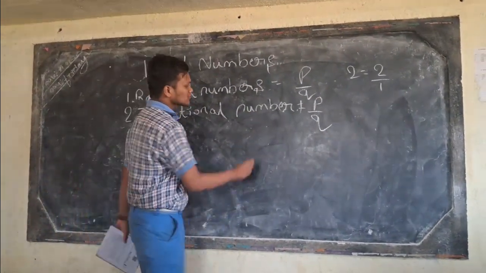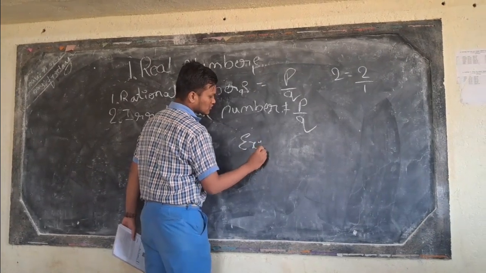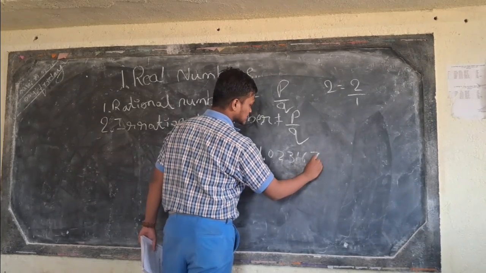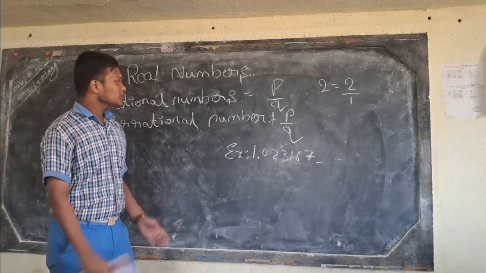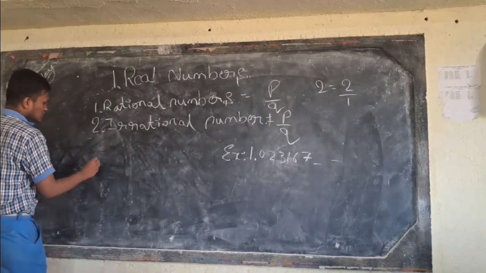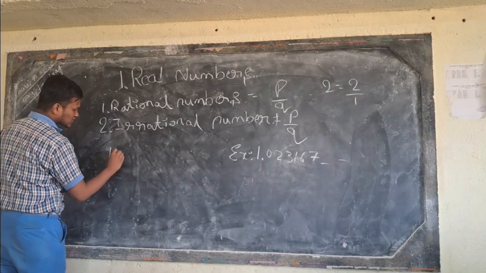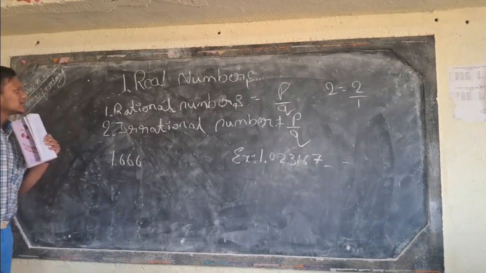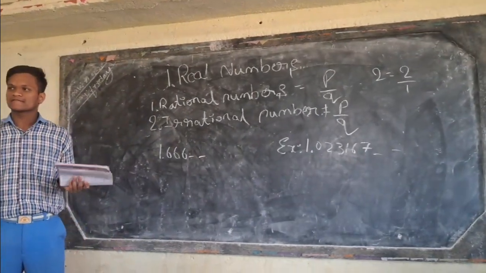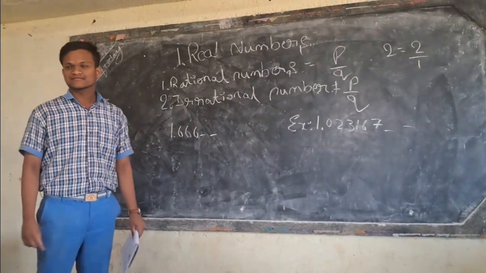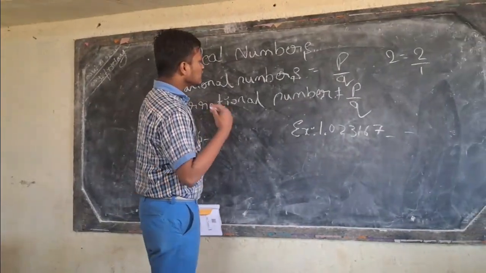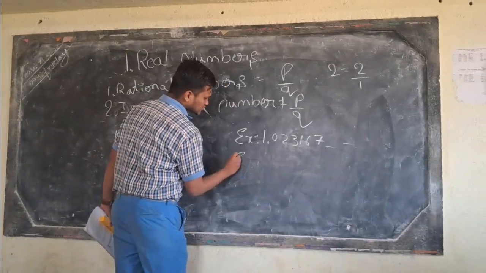For example, 1.0231667 and so on, which can't be written in the form of p by q. And take one example, 1.666 and so on. Is it a rational number or an irrational number? Next, an example of irrational numbers in roots.